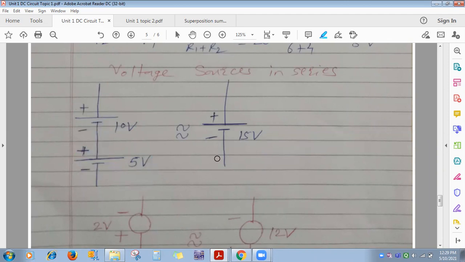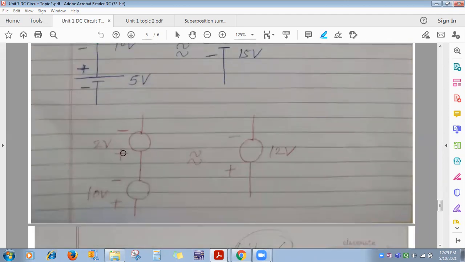See here now, the second condition. For this 2 volt source, the upper one is negative and the lower one is positive. For this one also the same: upper one is negative, lower one is positive. Its equivalent is also the same: upper one negative and lower one positive.